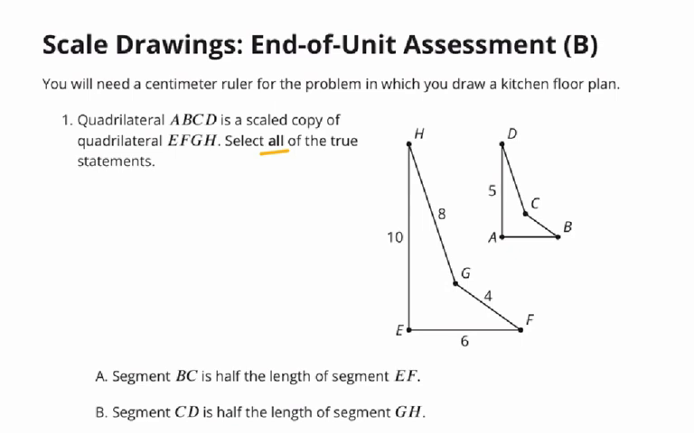A says segment BC is half the length of EF. So when I look here, I see that this is BC, and if I'm going to try to match anything, I need it to be a corresponding part. And EF is down here at the bottom. So A is not even something that we can solve since they are not corresponding parts. So A is not the correct answer.